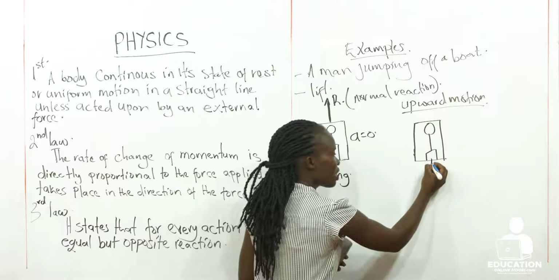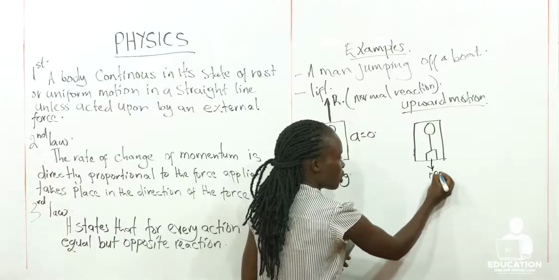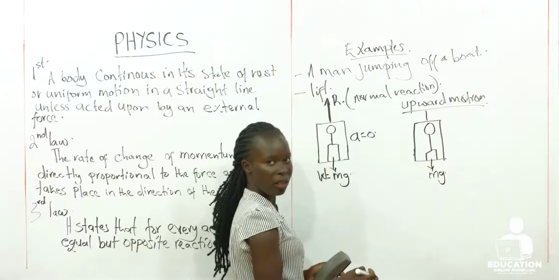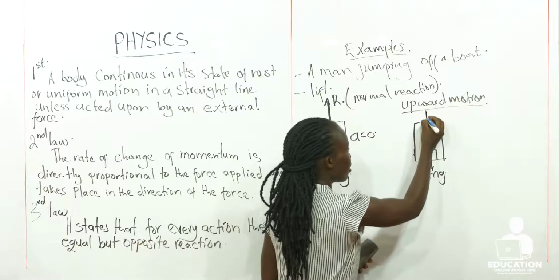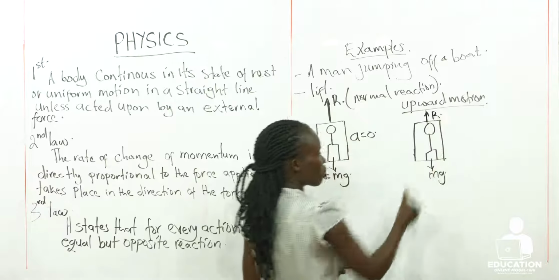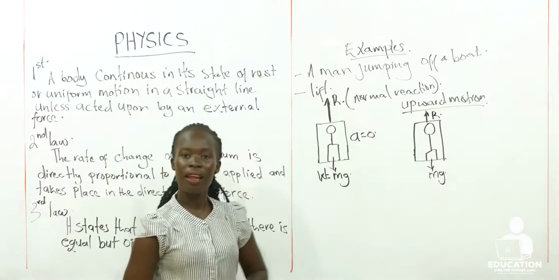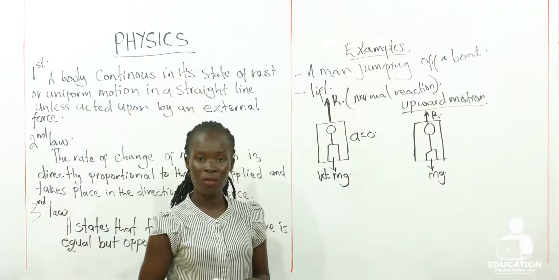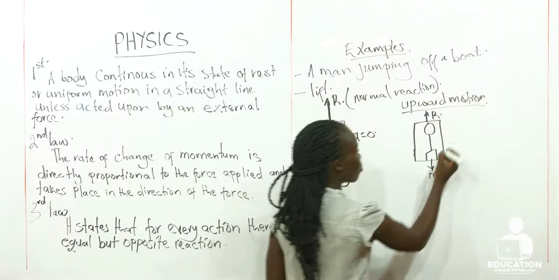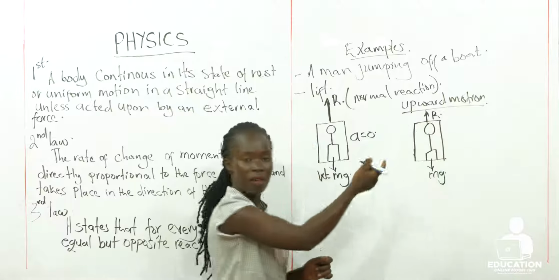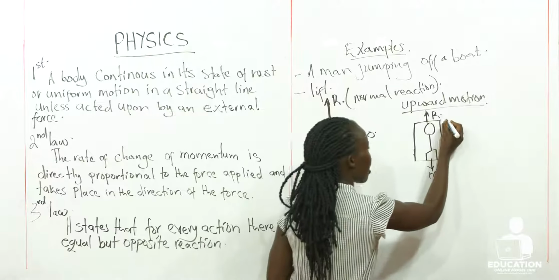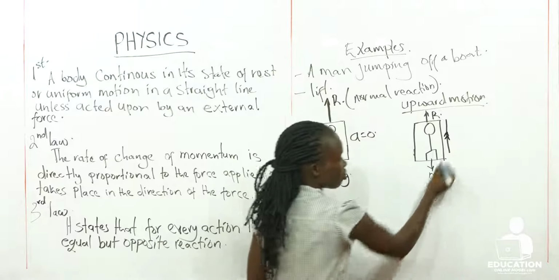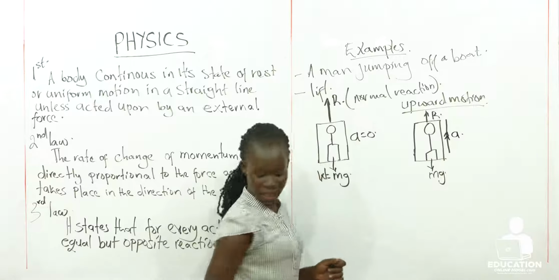So your weight is still there, which is mg. And then the lift is going to react in the opposite direction to give us the normal reaction. So what is going to be the third force there? The third force is going to be the accelerating force. So where is the accelerating force? Since our lift is moving upwards, the accelerating force will be taking the upward direction right there. So here is going to be the accelerating force.